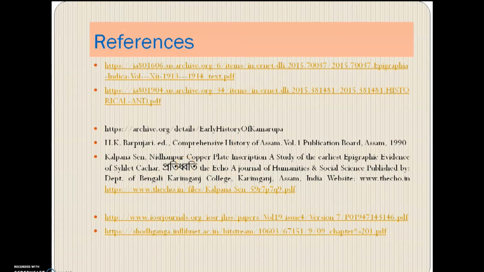These are some of the references for further reading about the Nidhanpur copperplate inscription.